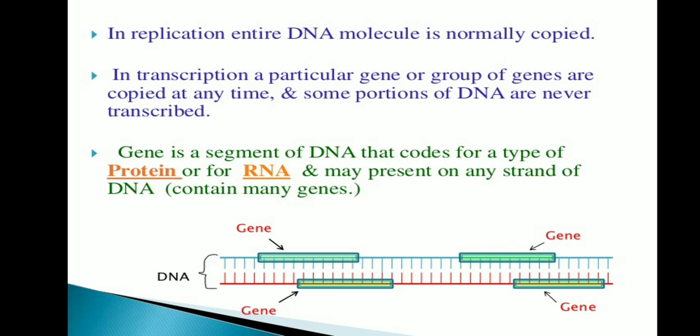So the gene is a segment of the DNA that codes for a type of protein or for RNA, and may be present on any strand of DNA which contains many genes. So here you can see the structure of this DNA, and there is a specific region of the DNA which codes for the protein, that is called a gene, right? And the remaining portion of the DNA is non-coding region, meaning it is not going to be converted into RNAs.